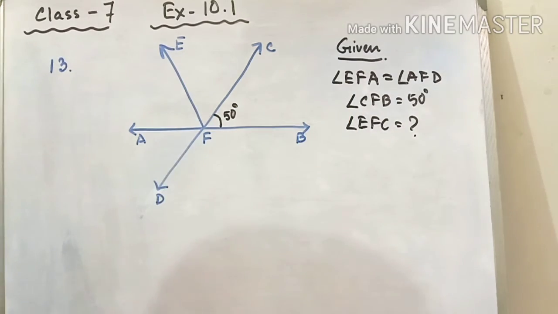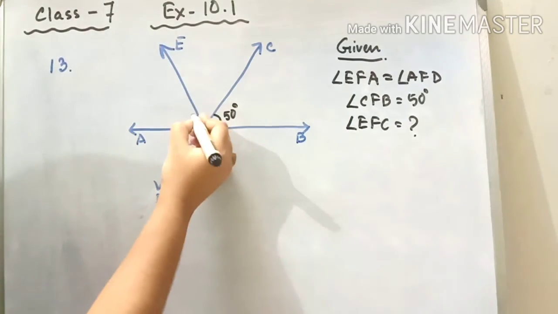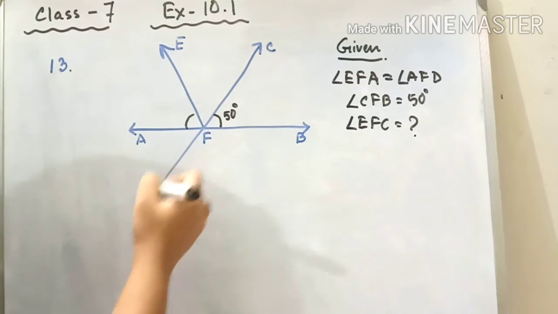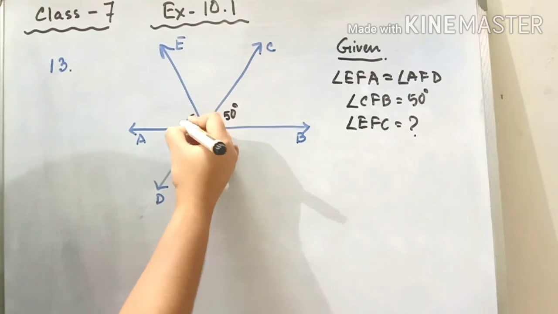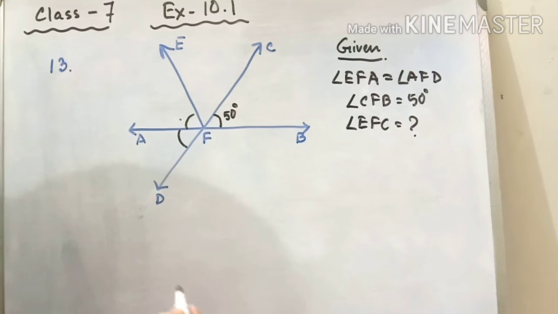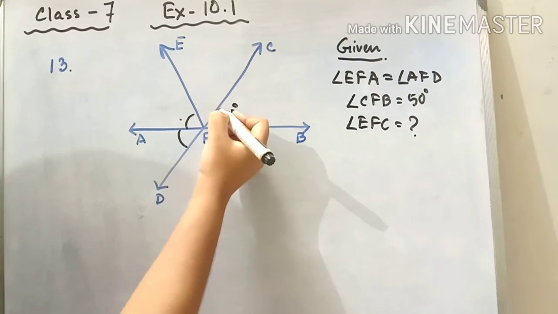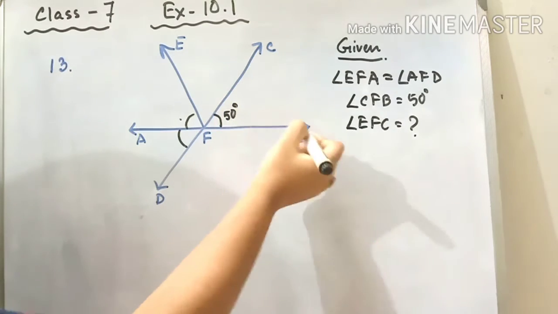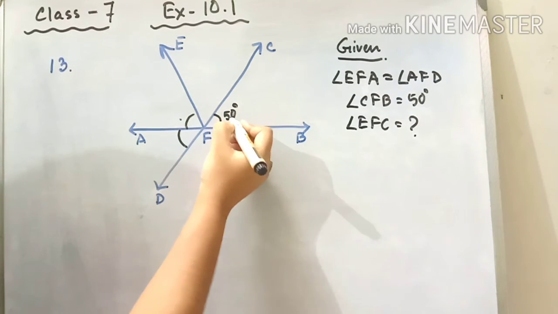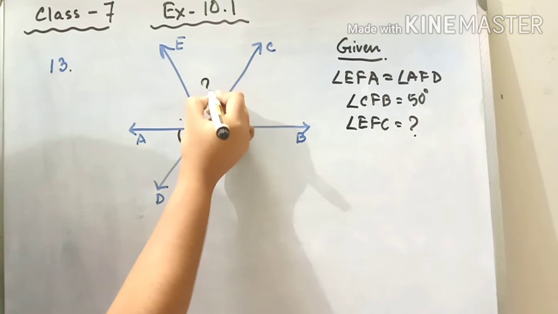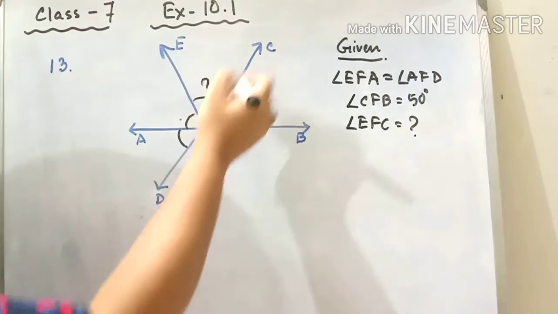Angle EFA is equal to angle AFD. That means these two angles, they are adjacent angles. They are equal to each other. Alright. Now angle CFB, that is 50 degree. So we have been asked what is the angle of EFC.